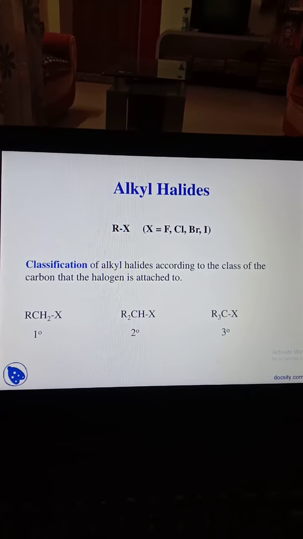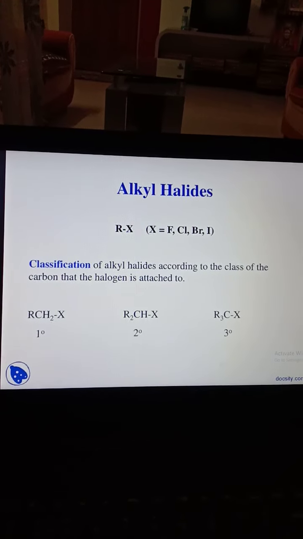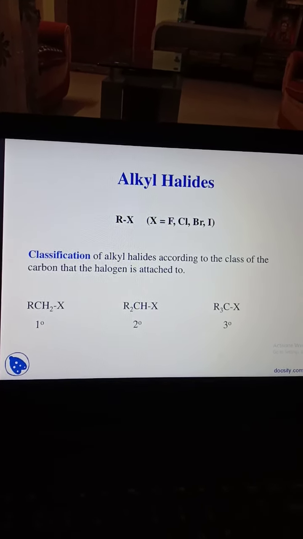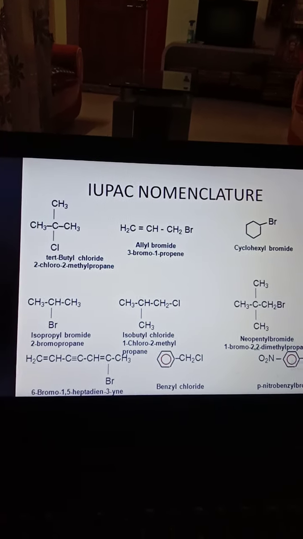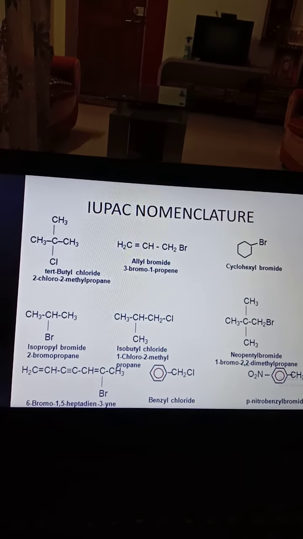They can be classified into three types: primary, secondary, and tertiary, or 1 degree, 2 degree, and 3 degree. Both are the same. IUPAC nomenclature is similar to alkanes, alkenes, and alkynes.